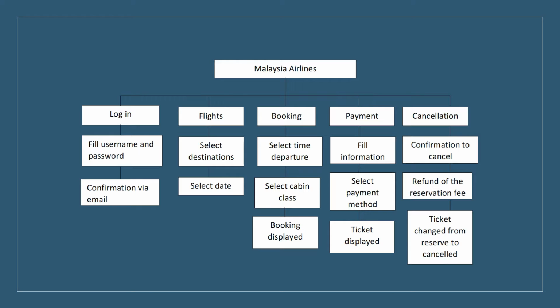For the booking, we have to select time departure, select cabin class and the booking will be displayed. For the payment, we need to fill the information, select payment method and the ticket will be displayed. And also for the cancellation, we need confirmation to cancel, refund of the reservation fee and the ticket changes from reserved to cancelled.